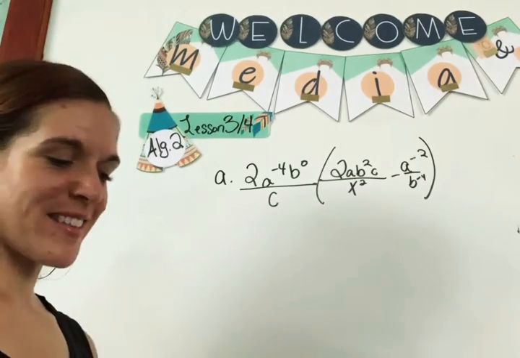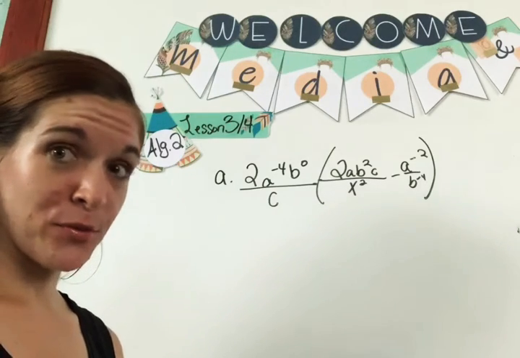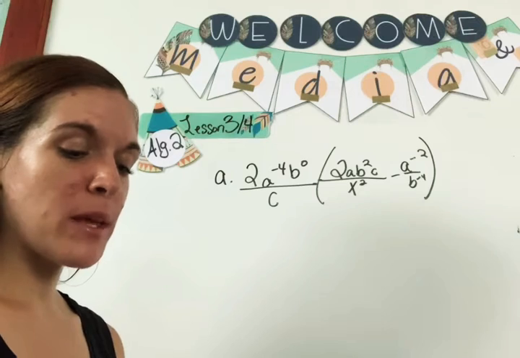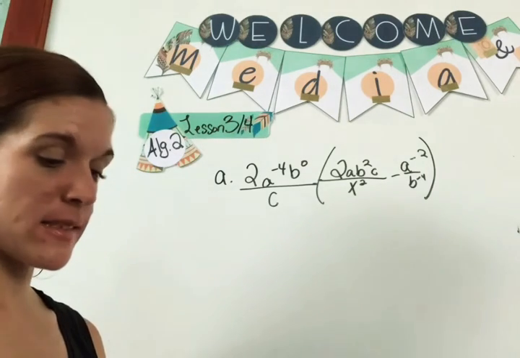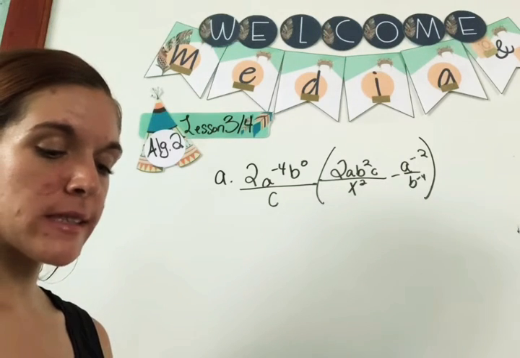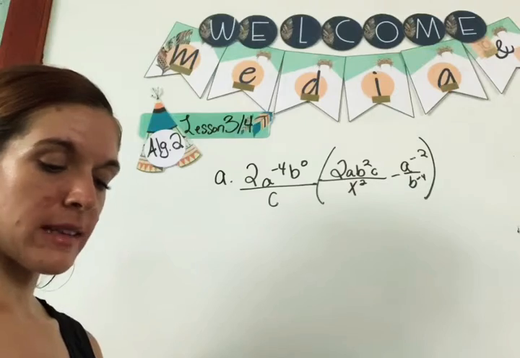Okay, let me read you these answers. I don't know about you, but I think these practices were fun. Okay, here we go. A is 4a to the negative 3, b to the 2 over x squared, minus 2a to the negative 6 over c b to the negative 4. B is 9 over 13.